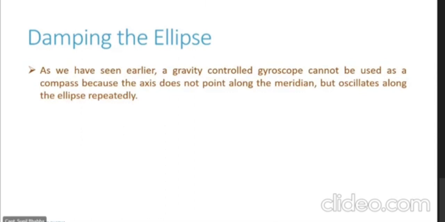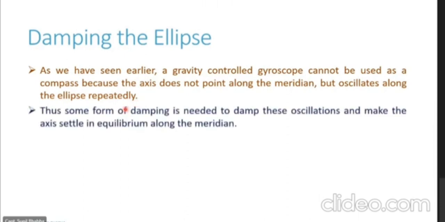Yes. One minute. You see how the elliptical motion of a gravity controlled gyroscope is dampened and how it is converted into a north seeking gyro compass. We have seen earlier that a gravity controlled gyroscope cannot be used as a compass because its axis does not point along the meridian. The axis keeps on oscillating along the ellipse repeatedly. Thus, some form of damping is needed to dampen the oscillations and make the axis settle in equilibrium along the meridian so that we can use it as a direction finding instrument.